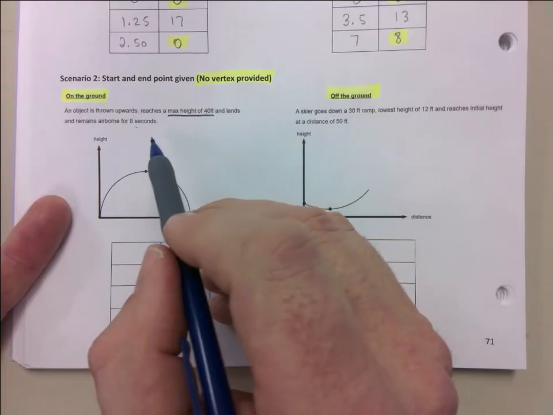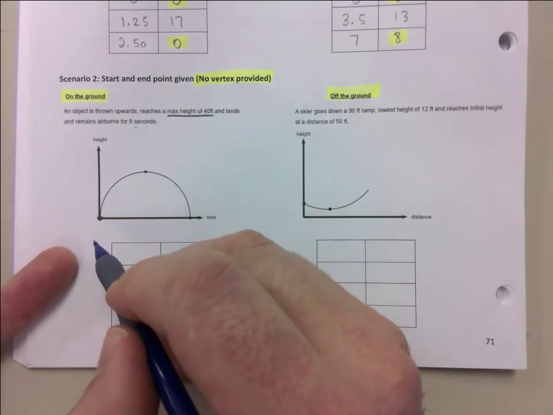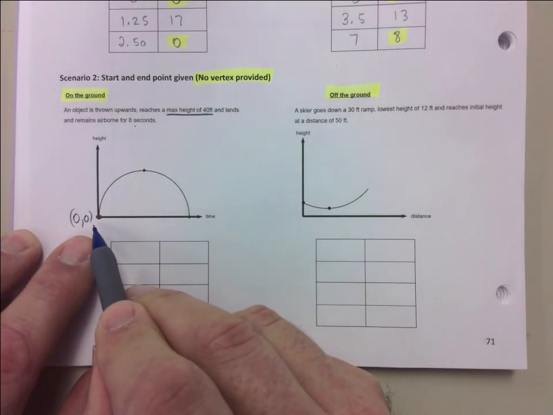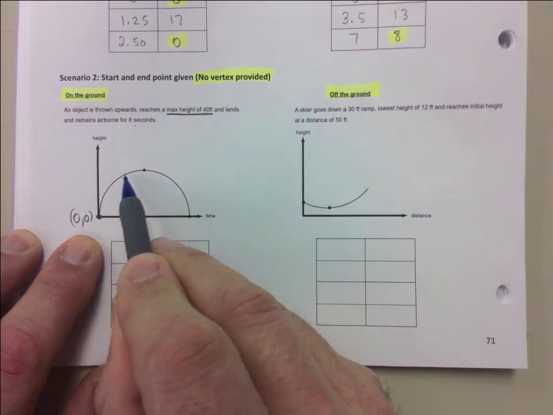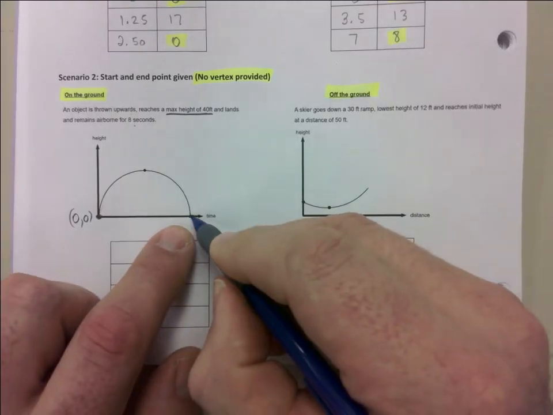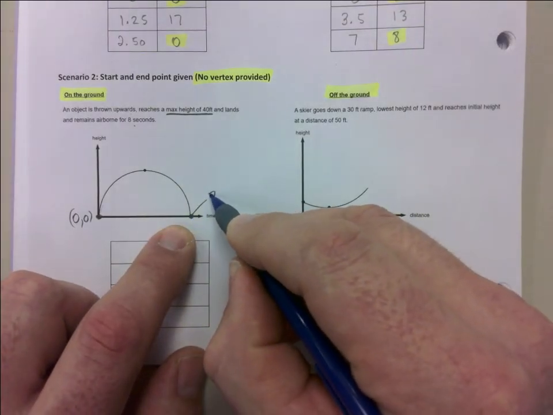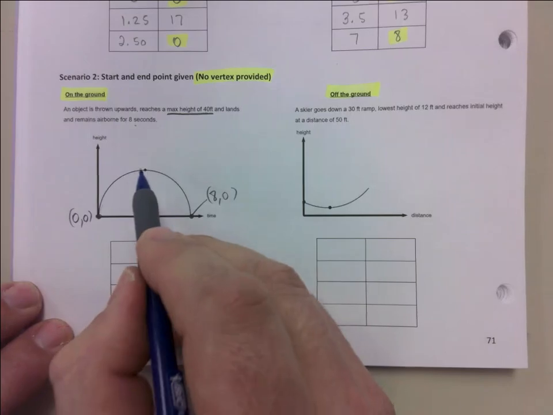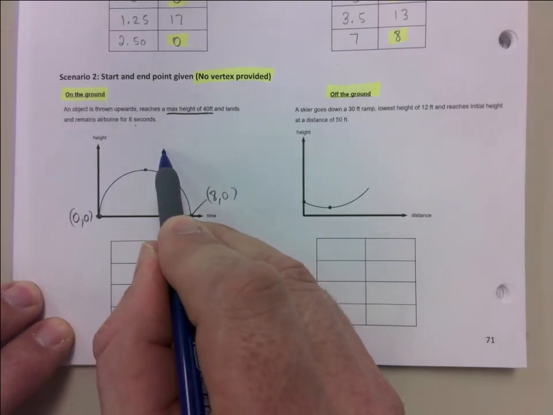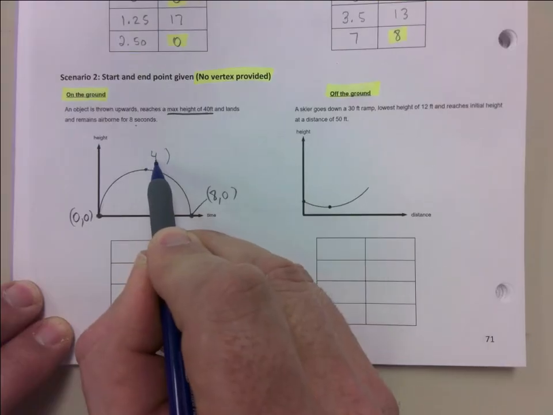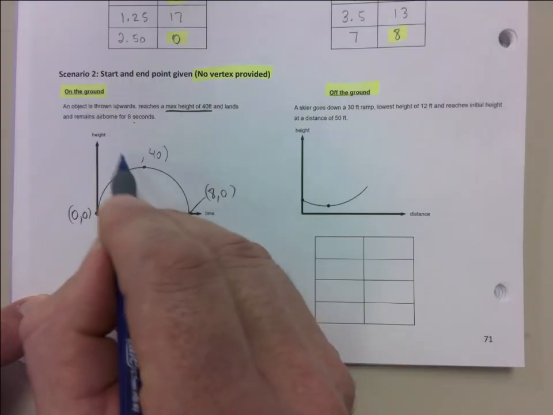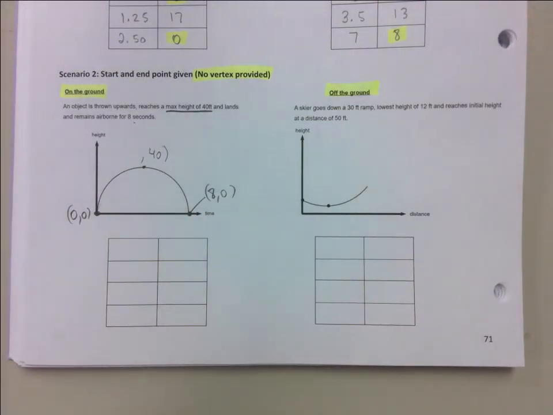So what's happening here? Well, we're on the ground. Okay, so we're assuming 0, 0 is there. This thing stays airborne for 8 seconds, right? So it lands after 8 seconds. So we know this one is 8, 0. And do we know the vertex fully? We don't. We know that the maximum height is 40, which tells me that's the y value of the vertex. I know that, but I don't know this part. Guess what? We're still using axis of symmetry here.